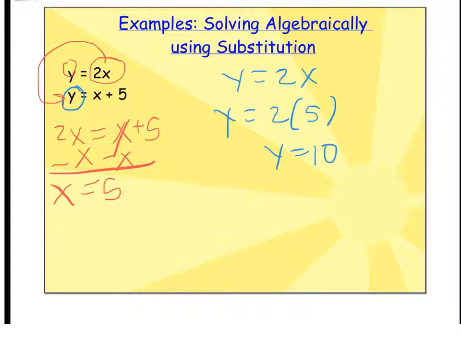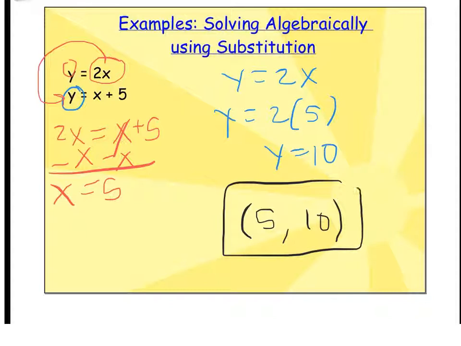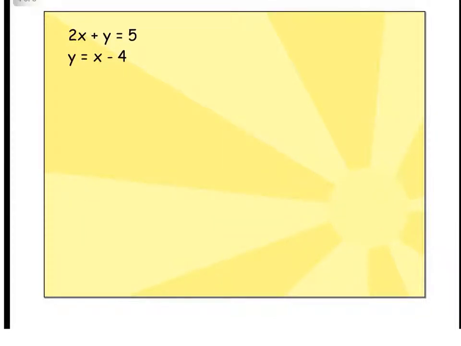For our last step, we're going to write it as an ordered pair. So our solution to the system of equations, the point where those two lines cross, is (5, 10). Alright, let's look at another example.